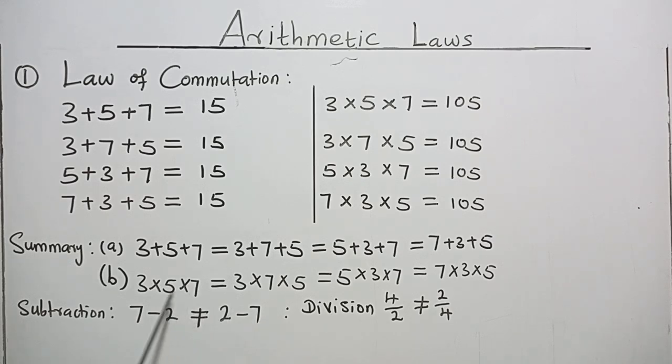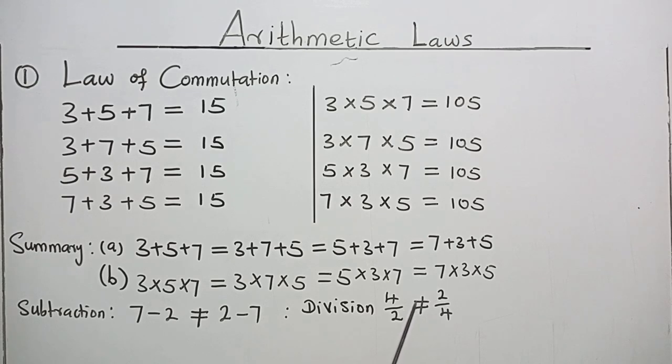Therefore, the way numbers are arranged is important in subtraction. What about division? We have, for instance, 4 over 2, which means 2 divides 4. If you say 4 over 2, the number below divides the number above. So 2 divides this 4, the result is 2.